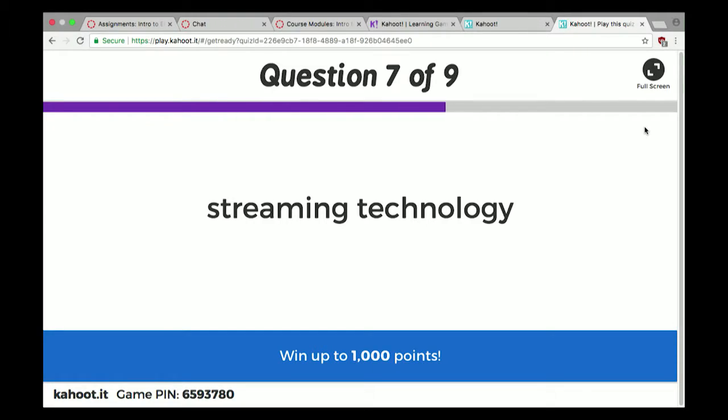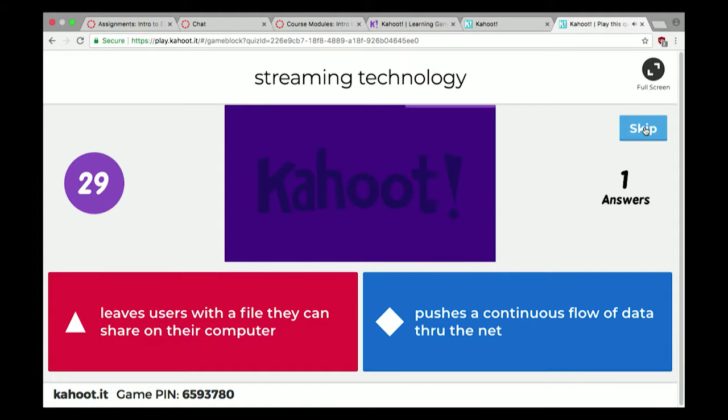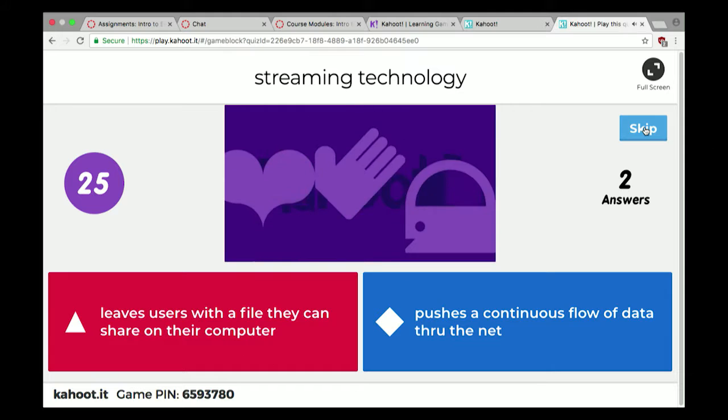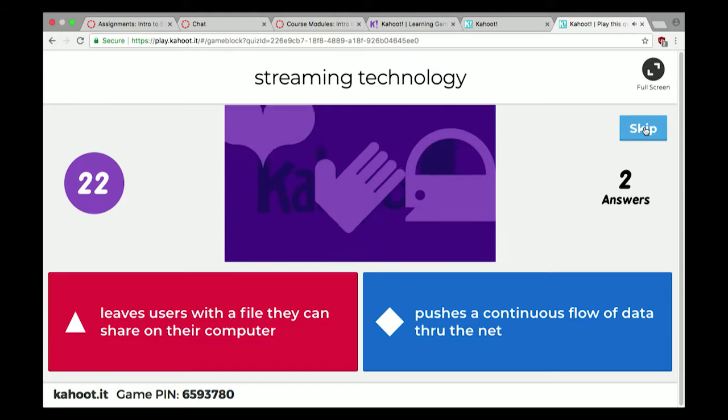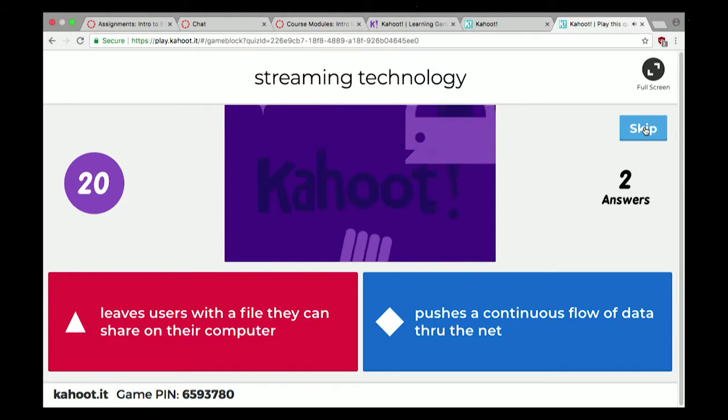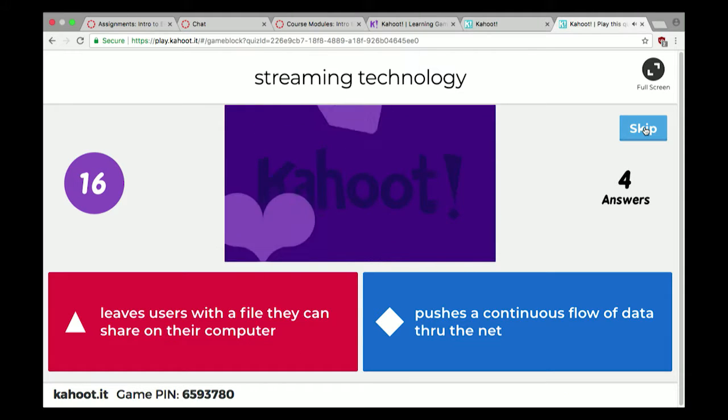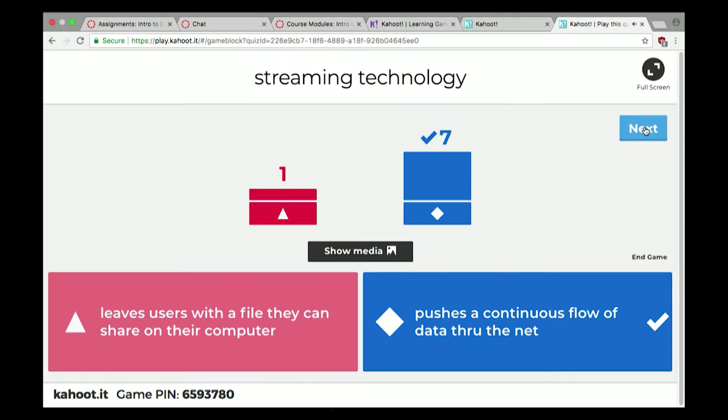Streaming technology, what about it? Okay, complete the phrase. Streaming technology leaves the user with a file that they can share on their computer, or streaming technology pushes a continuous flow of data through the net. Okay, 7 people got it right, which is great. Streaming technology pushes a continuous flow of data through the net.